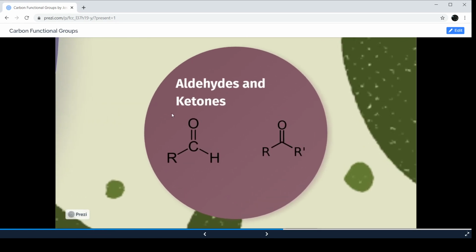Next, we're going to have aldehydes and ketones. An aldehyde is where we have a double bonded oxygen to a carbon, and that carbon is then a terminal carbon that has a hydrogen on it. A ketone is where the oxygen is double bonded to a carbon, and that carbon is then bonded to another part of the carbon chain.